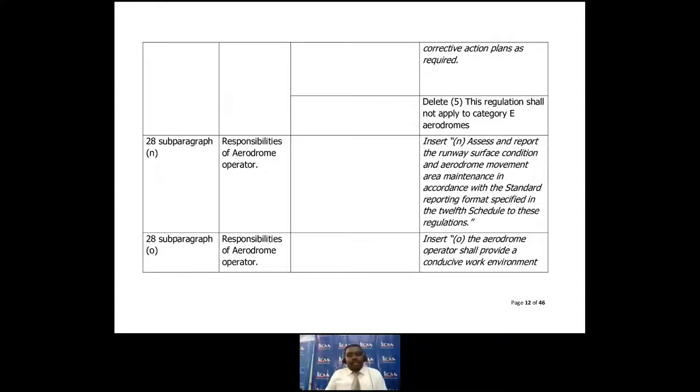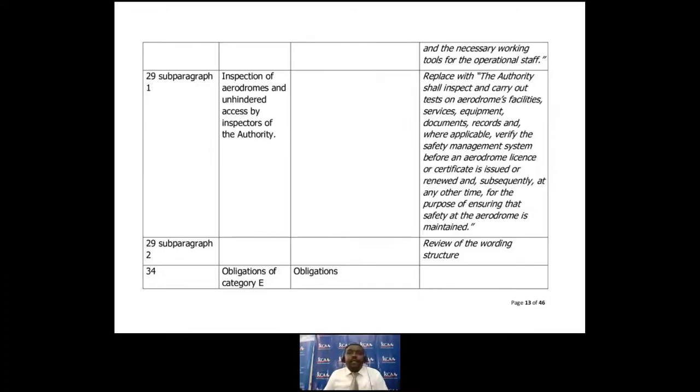And then responsibilities of the aerodrome operator, inserted subparagraph N, which indicates assess and report the runway surface condition and aerodrome movement area maintenance in accordance with the standard reporting format specified in the 12th schedule to these regulations. And then on the responsibility of the aerodrome operator, that is subparagraph O, inserted the words: the aerodrome operator shall provide a conducive work environment and the necessary working tools for the operational staff.